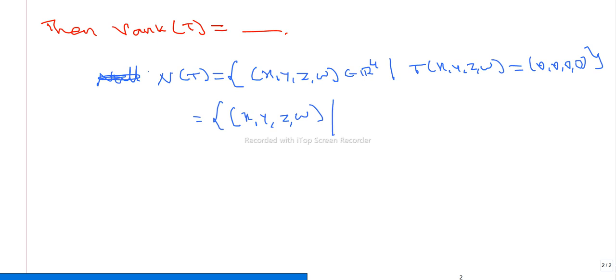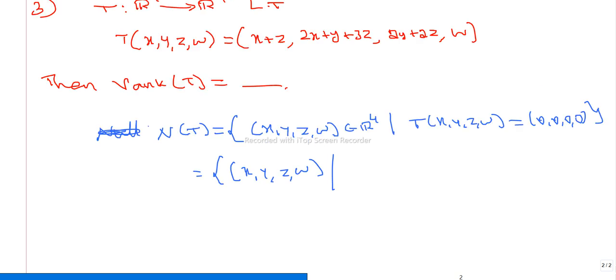Now what is this function? The left hand side T of x, y, z, w is nothing but this, x plus z, that's equal to 0. Therefore we get one equation, x plus z equal to 0. And then second, 2x plus y plus 3z also equal to 0. 2y plus 2z also 0. And then w equal to 0.